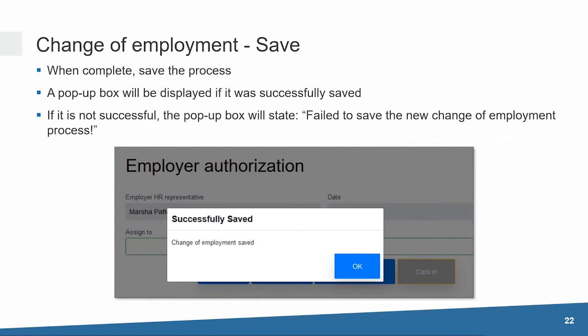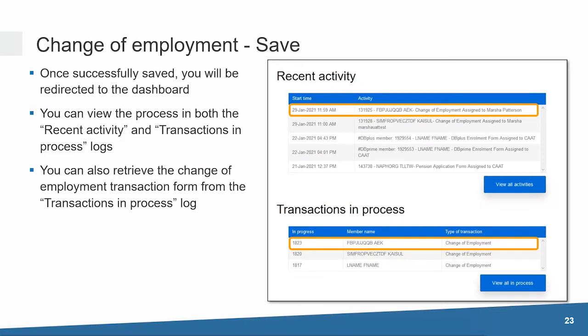Once the change of employment process is completed, click on Save, and you will see the message that the new change process was successfully saved. If the save is not successful, you will see a pop-up box that states, failed to save the new change of employment process. After you have successfully saved the change of employment process, you will automatically be redirected to the dashboard of the portal. You will be able to see the change of employment information in your recent activity section and in the transactions in process section. You can retrieve the change of employment information you saved from the transaction in process section.